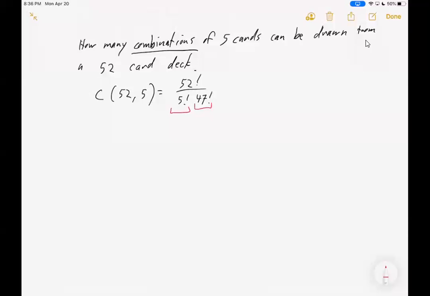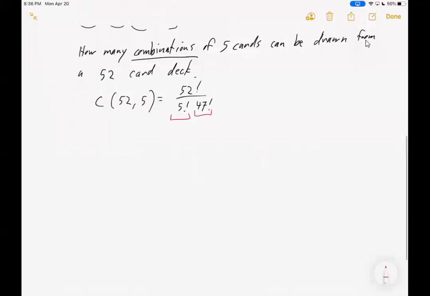Okay, here's where we left off when we were trying to find out how many combinations of 5 cards can be drawn from a 52 card deck. We had come up with this formula that the combinations would be 52 factorial over 5 factorial times 47 factorial. In general, we can change this formula.